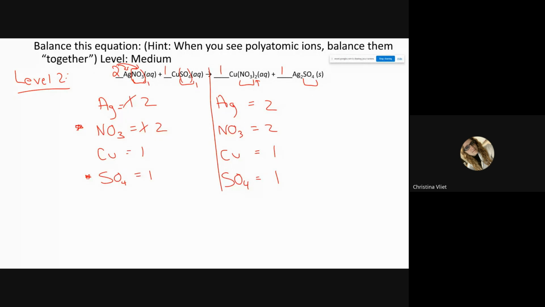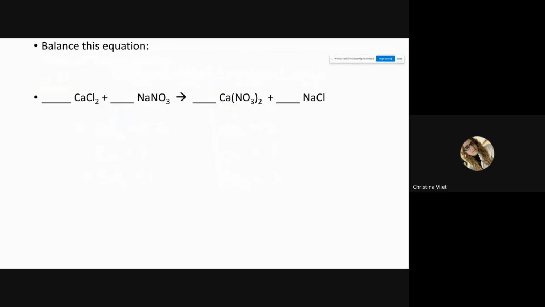Let's take a look at another level 2. Try this one. It's kind of like a 1.5. It's a little bit simpler than the last one.